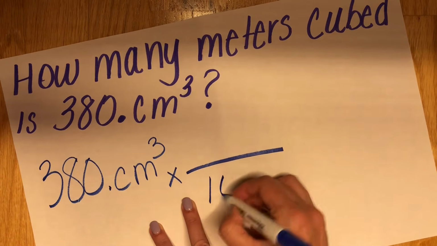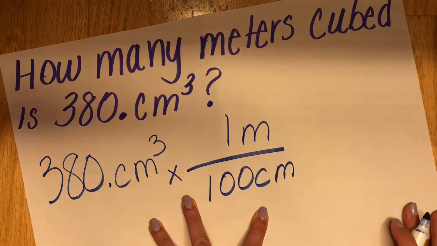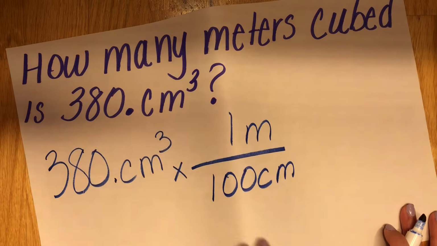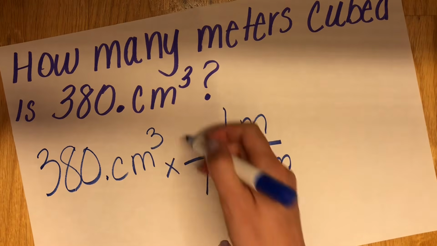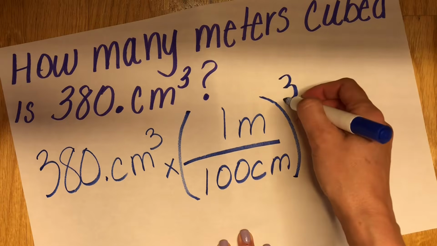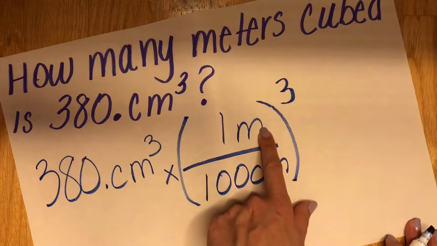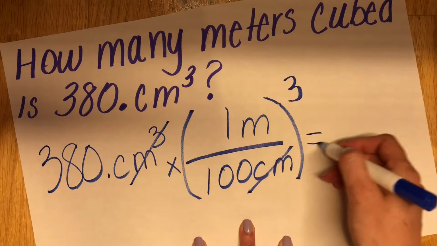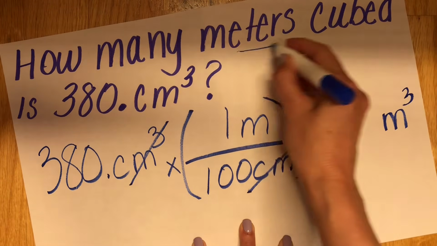And I know, like we saw in the last example, there's 100 centimeters in 1 meter. But they asked how many meters cubed are there in centimeters cubed. So since this is a cubed unit and I want to get to a cubed unit, I'm going to just put the entire conversion factor into parentheses and I'm going to cube it. That way this ends up being cubed and this ends up being cubed. So therefore this and this end up crossing out and my final unit is going to be cubed, which is what I wanted to find.